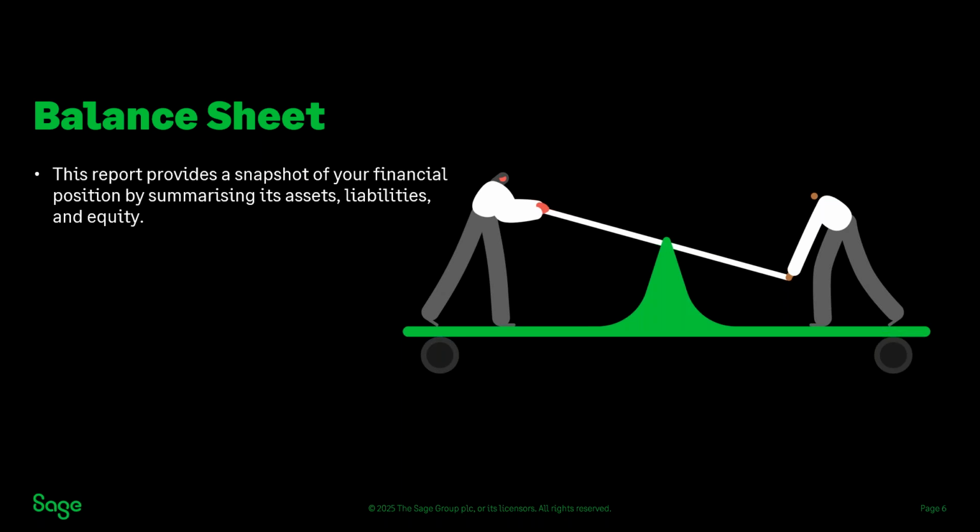So the balance sheet follows a fundamental equation, which is assets equals liabilities plus equity. And this ensures that everything your business owns, or otherwise the assets, is either financed by debt, your liabilities, or by the business owners and shareholders, which is your equity.